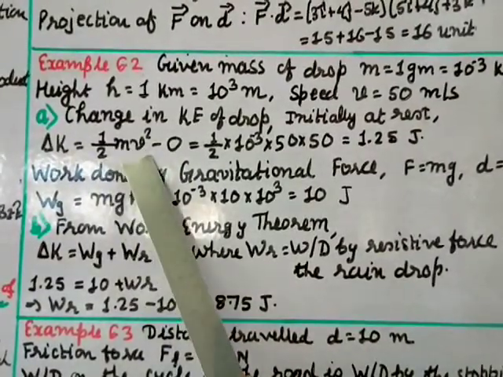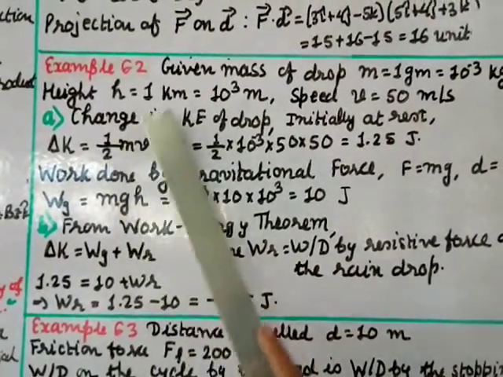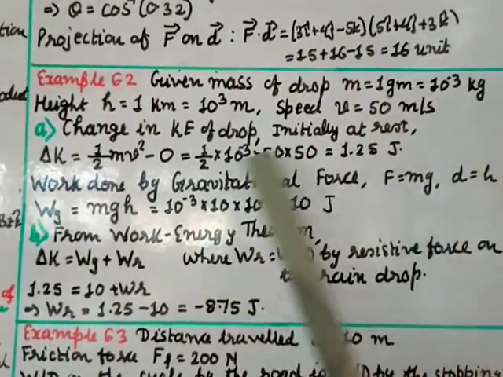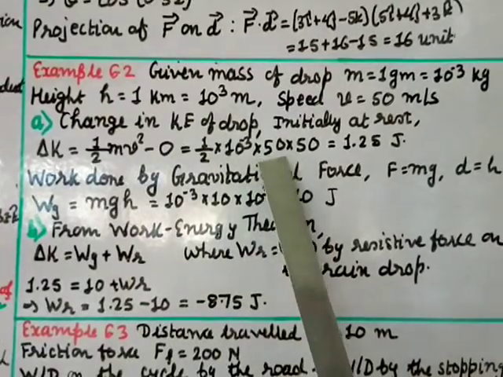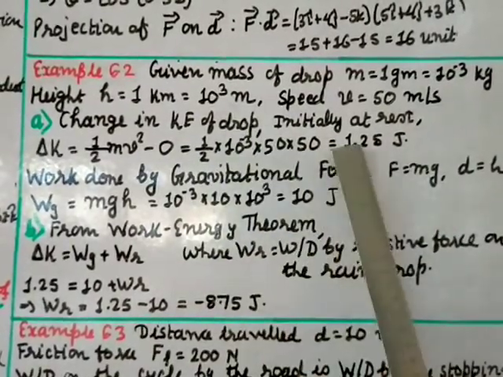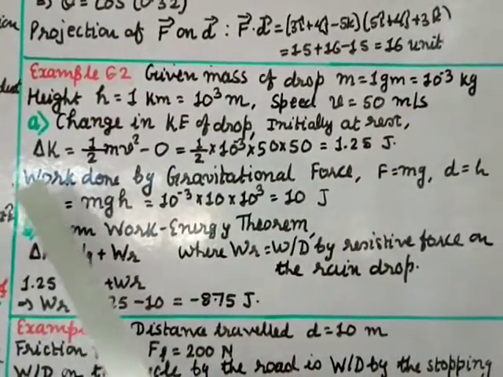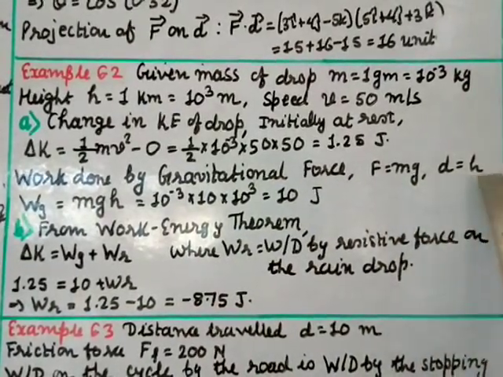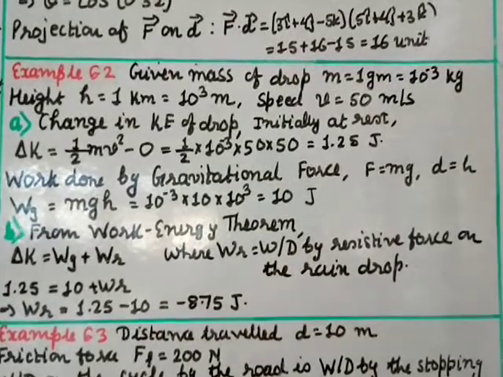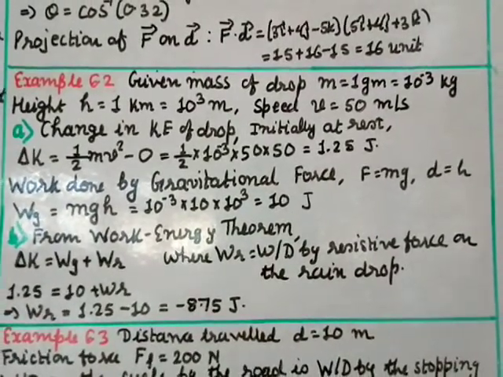So 1 by 2 mv square is equal to 1 by 2 times the mass, 10 power minus 3, into the speed 50 square, meaning 50 into 50. If you simplify, you get 1.25 joule. Work done by gravitational force: F is equal to mg and d is equal to the displacement, that is h, because it is falling under the force of gravitation.